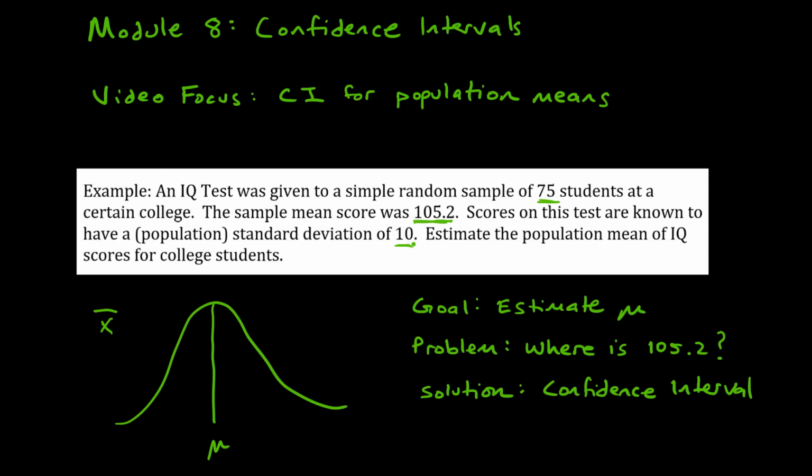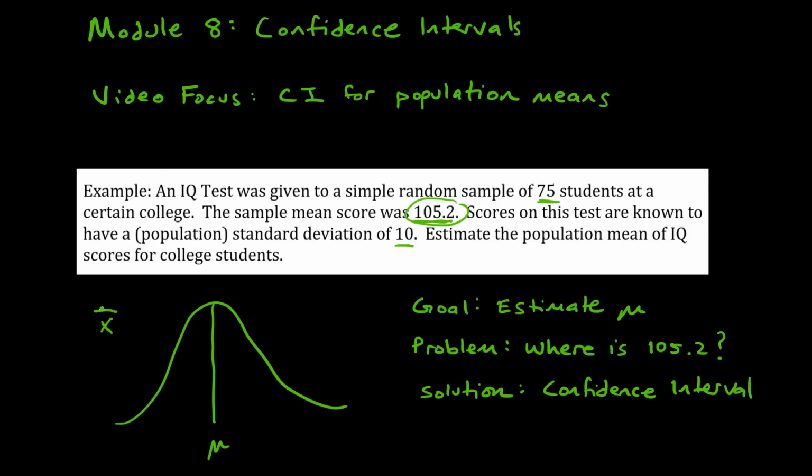So at first glance, the best choice that we have for estimating the true population mean would simply be our sample mean of 105.2, and we would call that a point estimate. But a point estimate might not be the best way to estimate a true population mean, because as we've recently seen, when we take a sample mean, we don't know where it is in the distribution of sample means.